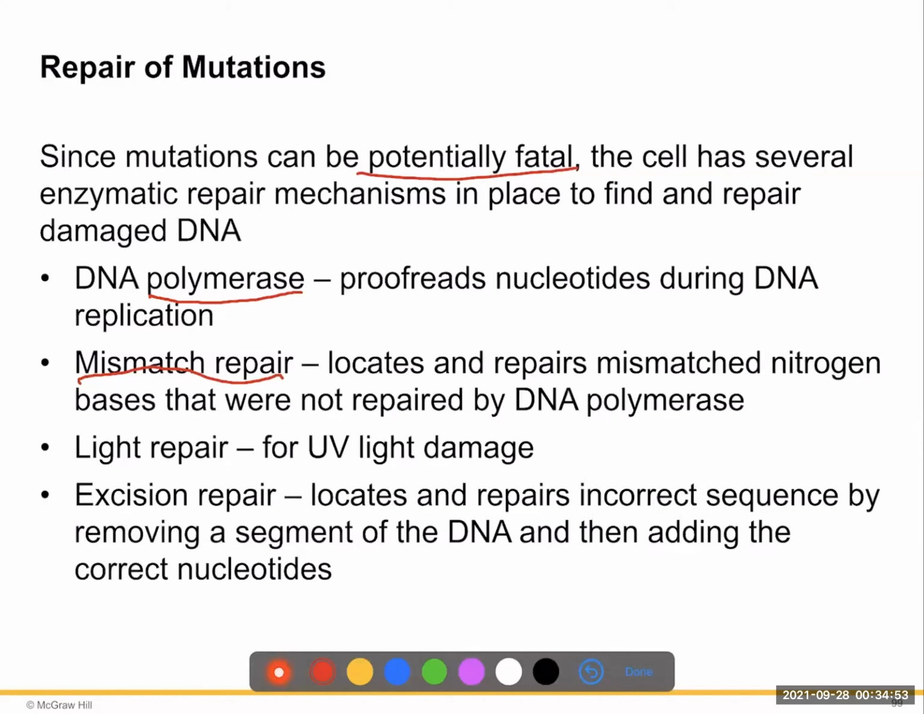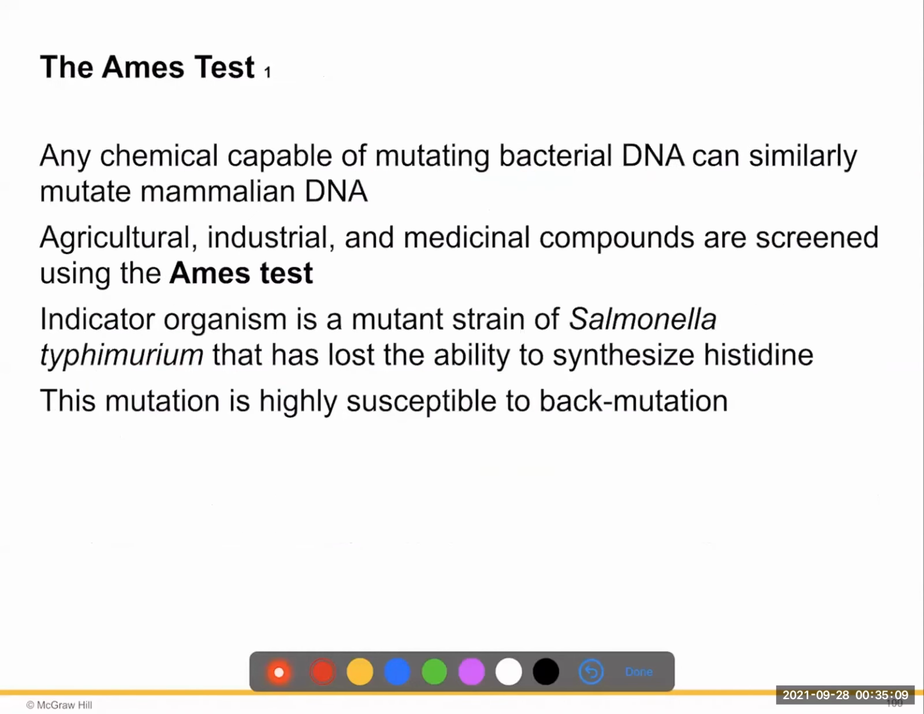We have what's called light repair, for where UV light damages our DNA. We have excision repair, which locates and repairs incorrect sequence by removing that sequence and adding the correct nucleotide sequence back in. So you have some ways that are limited that can repair certain kinds of mutations.